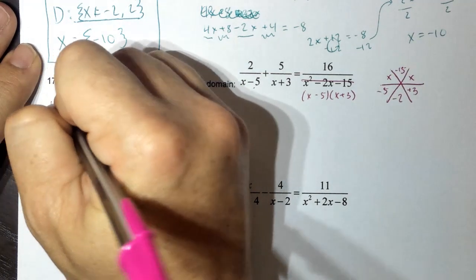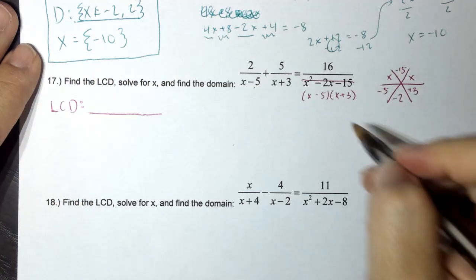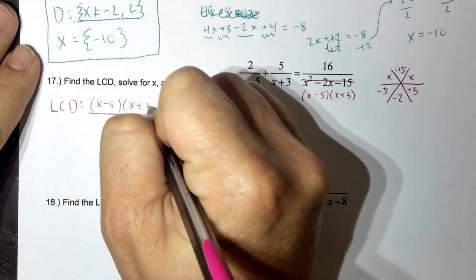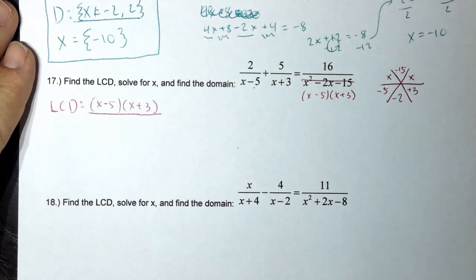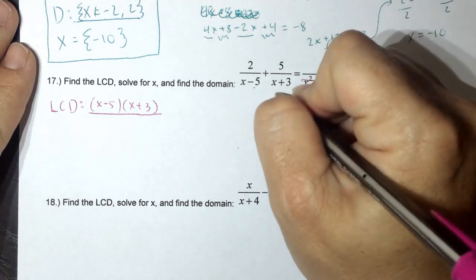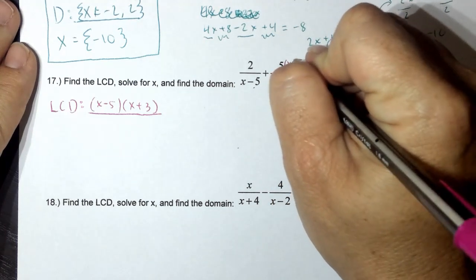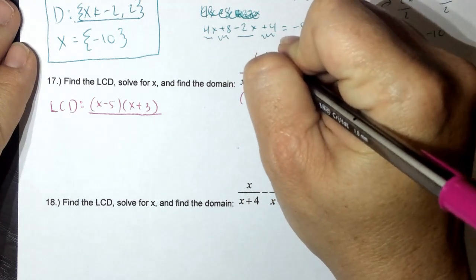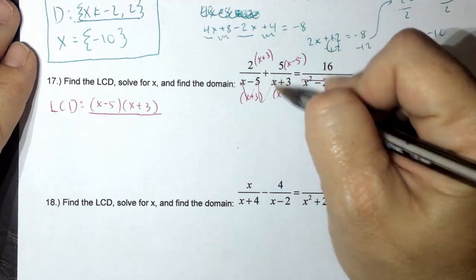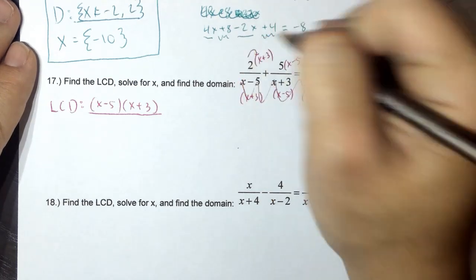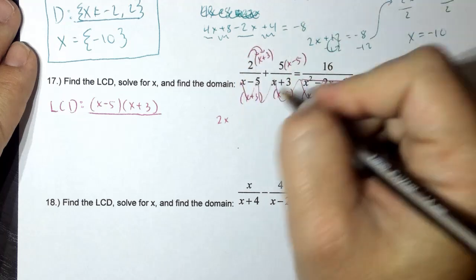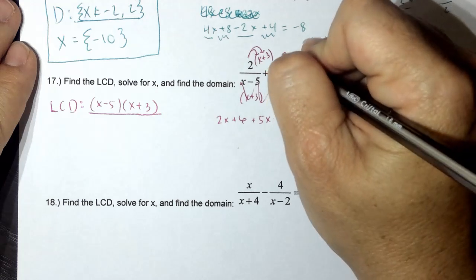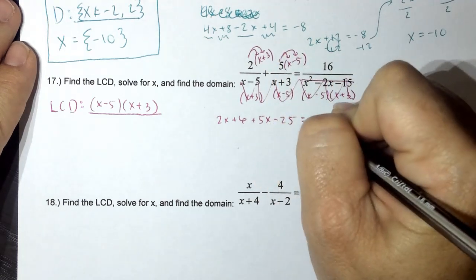So the LCD is going to be that, because that one matches, that one matches. Okay, so if this has x plus 3, it needs the x minus 5. This one has the x minus 5, it needs the x plus 3. So now they all have both, so we can cancel the denominator and solve the top. So 2 times x is 2x, 2 times 3 is 6, 5 times x is 5x, 5 times negative 5 is negative 25 equals 16.